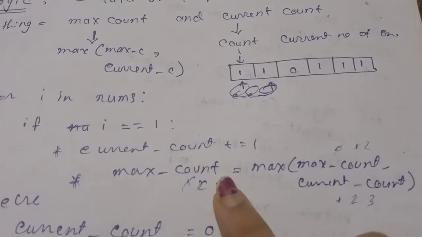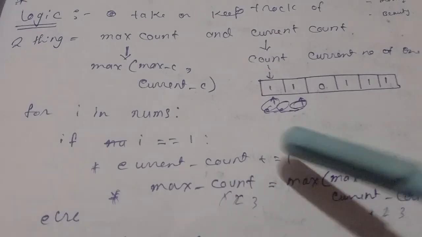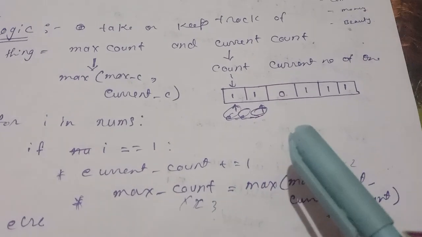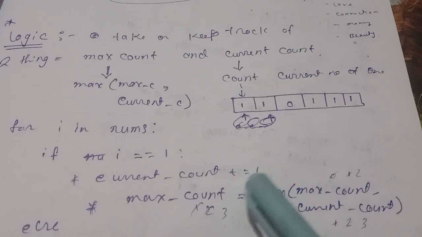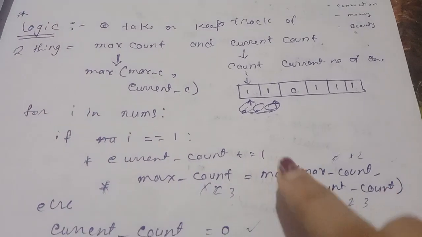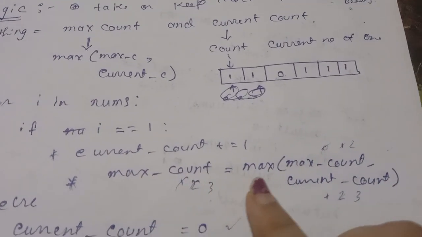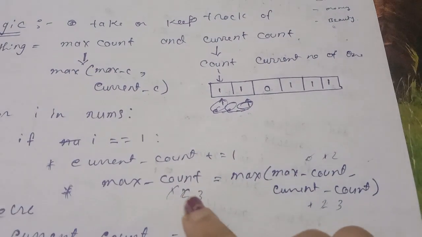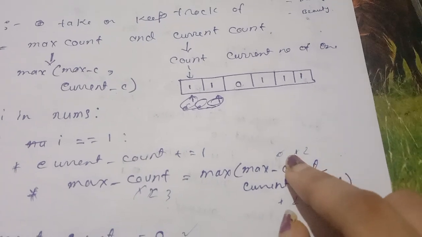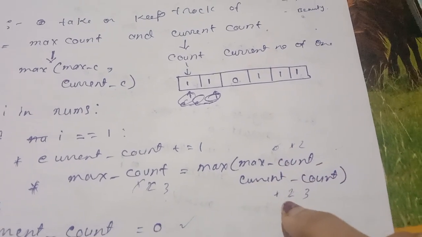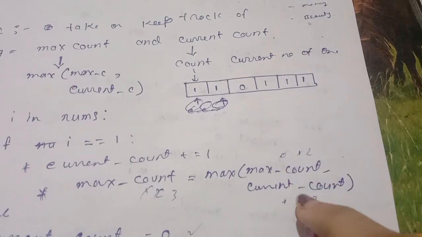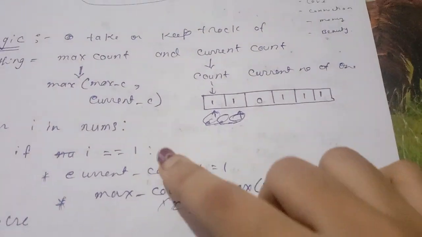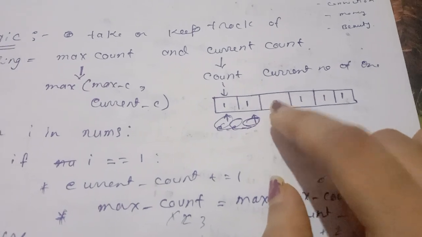Then we do the max count calculation. Current count equals current count plus 1: initially we had current count 1 already, and we add 1, that's why it becomes 2 now. In the max count calculation, this time max count is 1, as we stored 1 in the previous step, and the current count is 2, so the maximum is the current count and 2 is stored in the max count. Now in the third iteration, the element is 0.